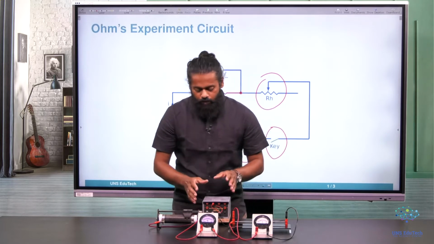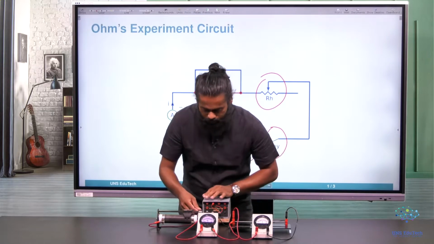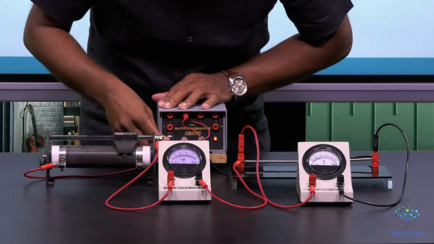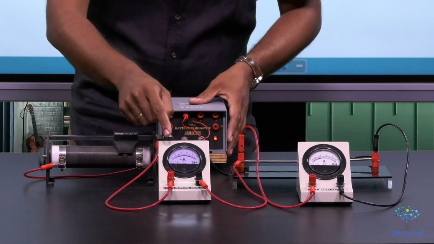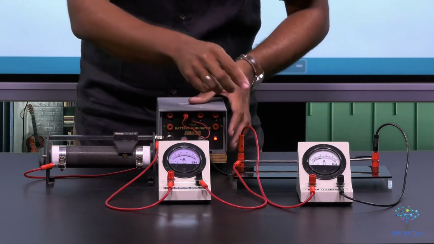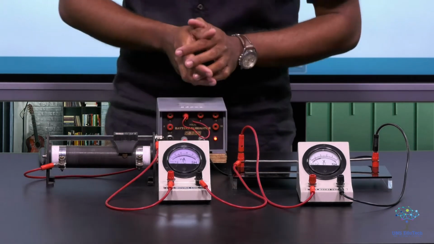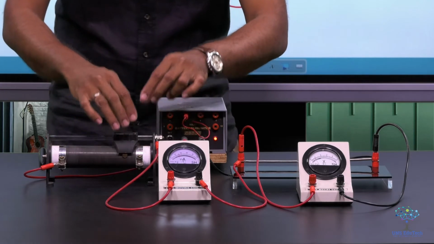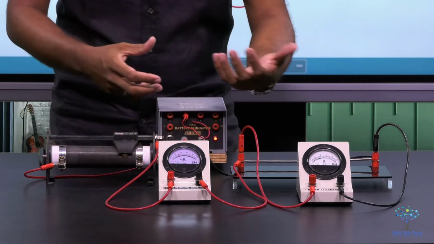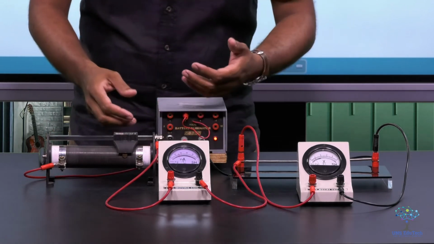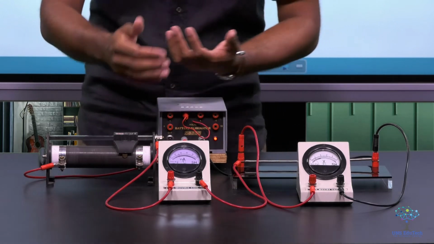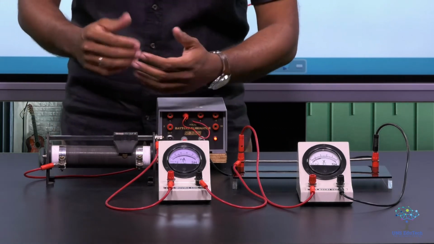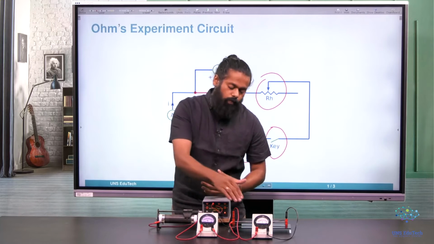Here, if I switch on the power supply, you can see the ammeter as well as the voltmeter showing some reading. Now if I vary the resistance of the rheostat: if I increase the resistance, less current will pass. If I reduce the resistance, more current will pass through the circuit.